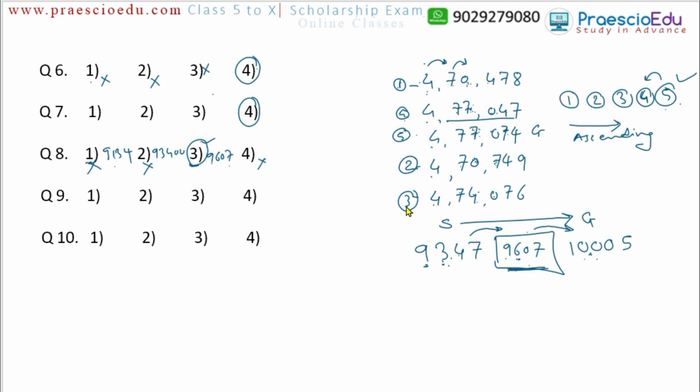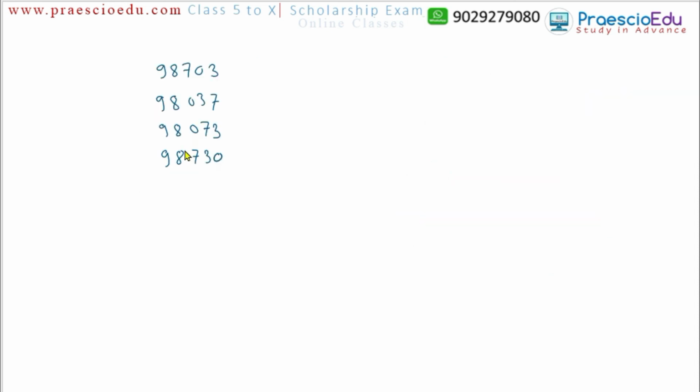Now question number 9: what will be the difference between the second and the third number if the numbers are arranged in suitable order? Now these are the numbers given. In this one, if you see, all are 98,000 and then something, which means we have to compare on the hundreds place. So on the hundreds place, which are the digits? Here the 7, here the 0, here also 0, and here the 7.